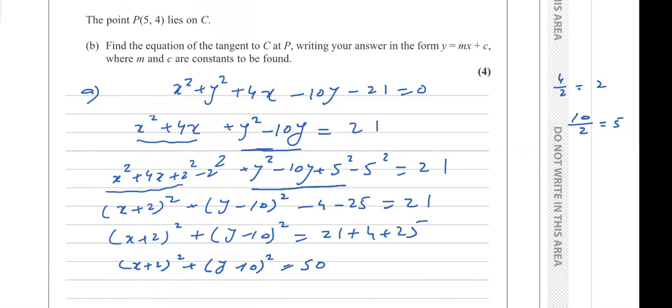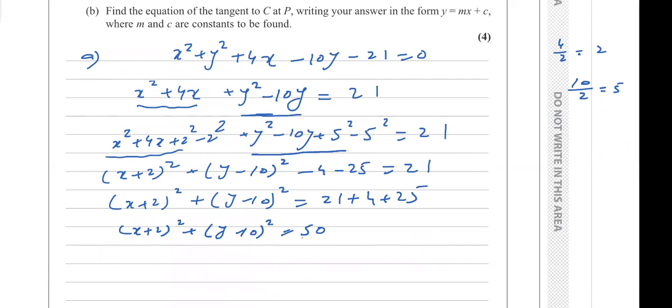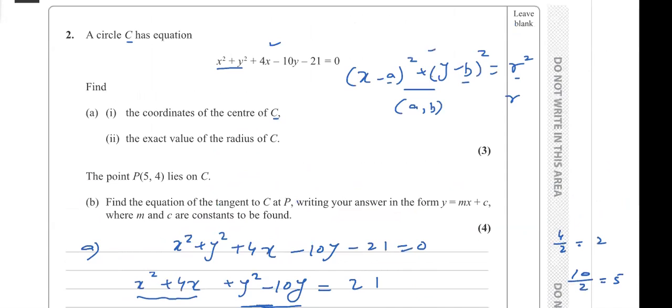To write it in general form, I can write this 50 also as square root of 50 square. So it will take this form. When I took this form, you can notice that in x minus a, by changing the sign, that will give us the center.